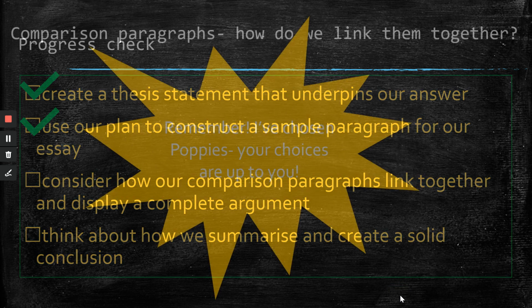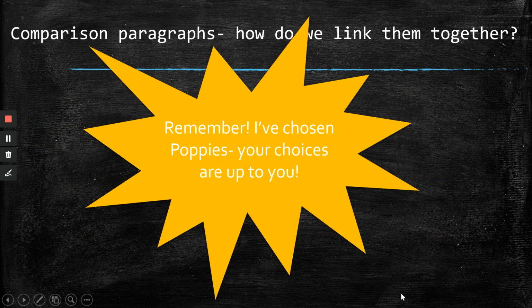So how do we link them together? That's our big thing. Now remember, I've chosen poppies. Your choices are up to you. Please, please, please do not change your choice just because I've chosen to do something different from you. Okay, my ideas are my ideas. You are not being examined on how much you can remember of what Mrs. Joyce told you. You are being examined on what you think. And that's one of the best things about English literature. Okay, you can completely disagree with me if you want, so long as you can back yourself up, doesn't matter.